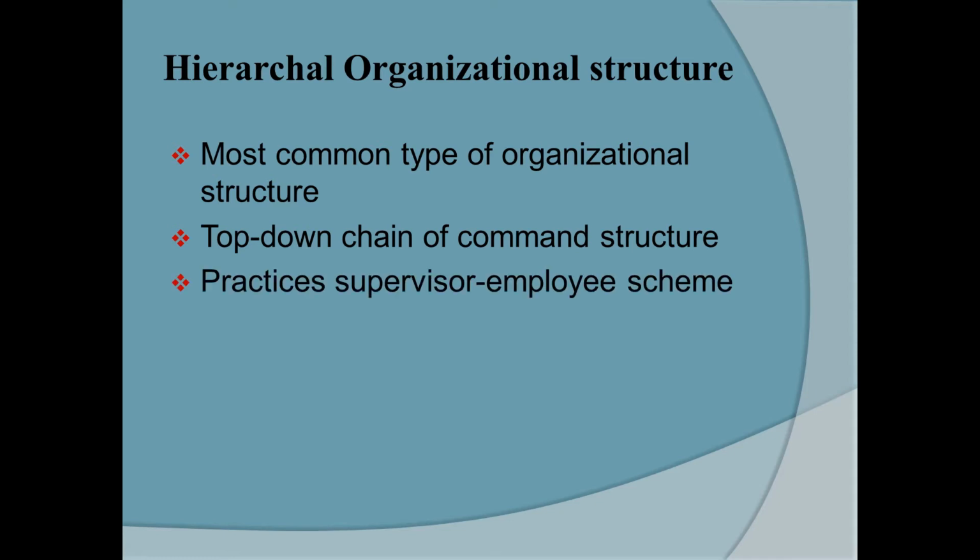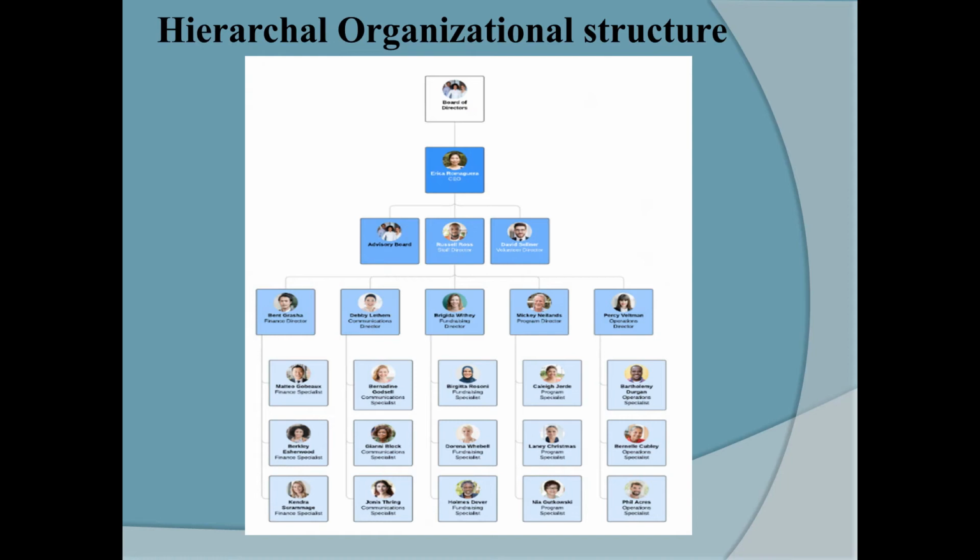With this, it practices a supervisor-employee scheme. Every employee has a supervisor, and each supervisor will have their subordinates. So this is an example of hierarchical organizational structure. It is in the form of a pyramid wherein there are few entities at the top and it expands at the bottom.